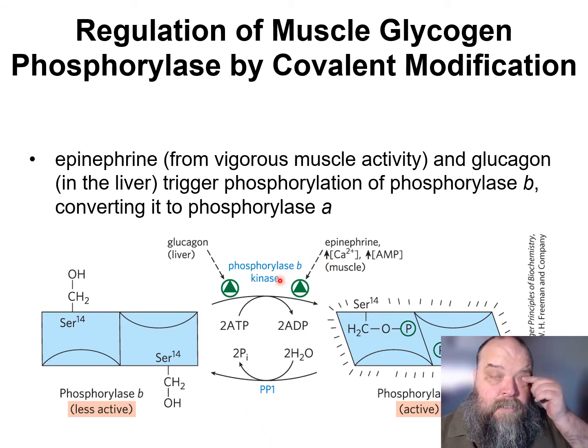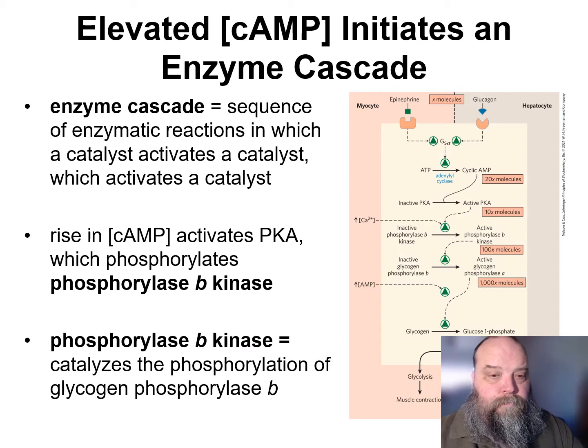Glucagon, epinephrine activates phosphorylase B kinase. B converts to A. Cut. Something activates PP1. A is dephosphorylated and reverts back to B. There's this whole series of enzymatic steps, signal pathways that will activate, convert B to A.